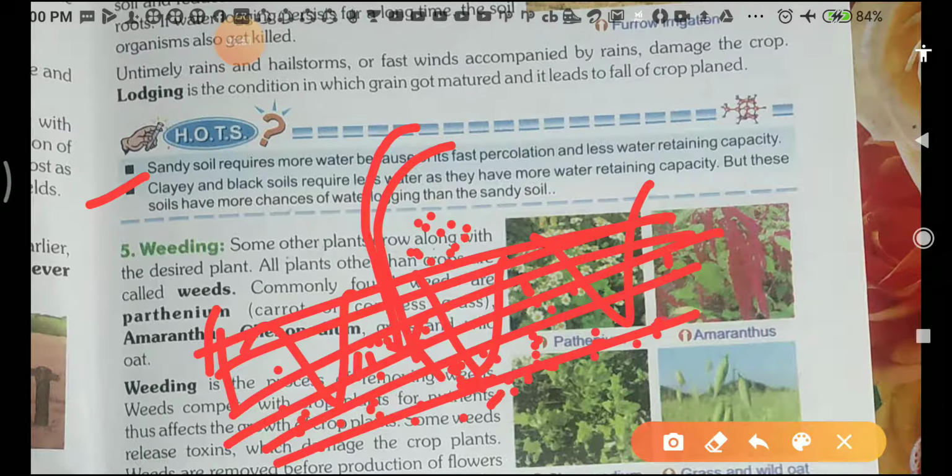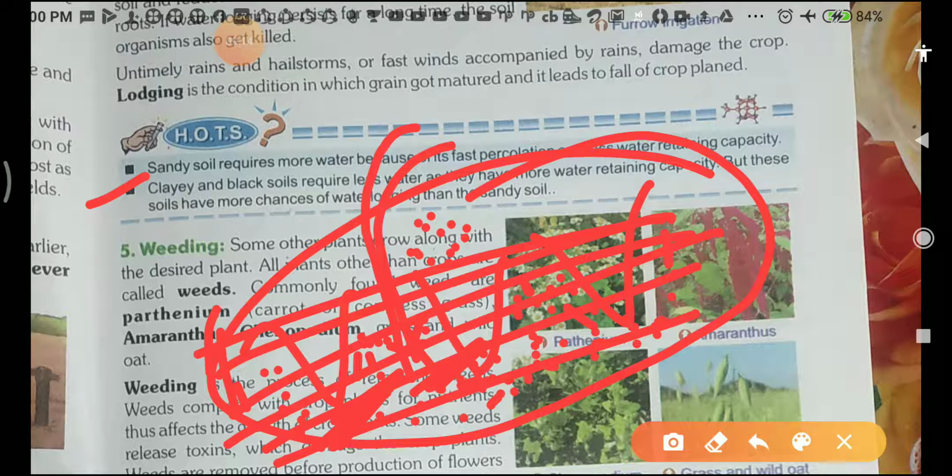Then what happens if you supply lots of water in any field, clay soil or black soil? It can destroy the roots of the plant. Then the plant can start to get damaged. In this way, the plants will be destroyed.